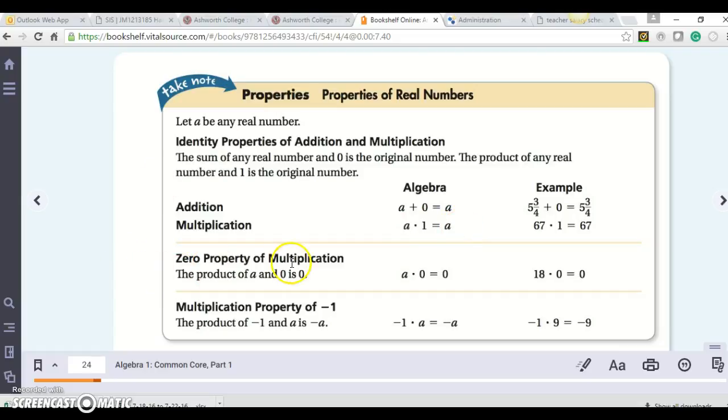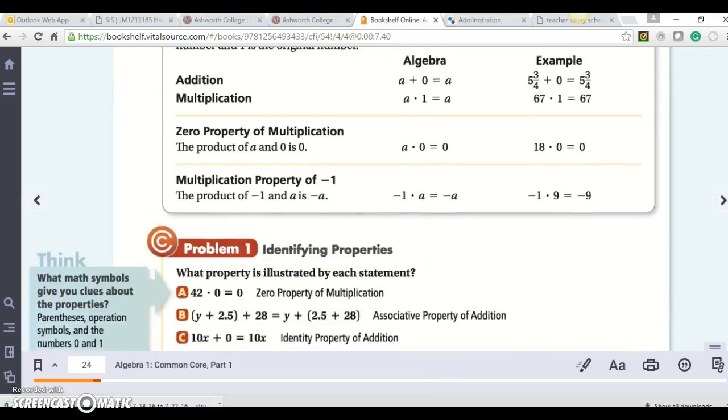There's also a zero property of multiplication, because when I multiply anything times 0, I get 0 back out. And then there's also a multiplicative property of -1. When I multiply anything times -1, I get that same thing, but it's the negative of that value.